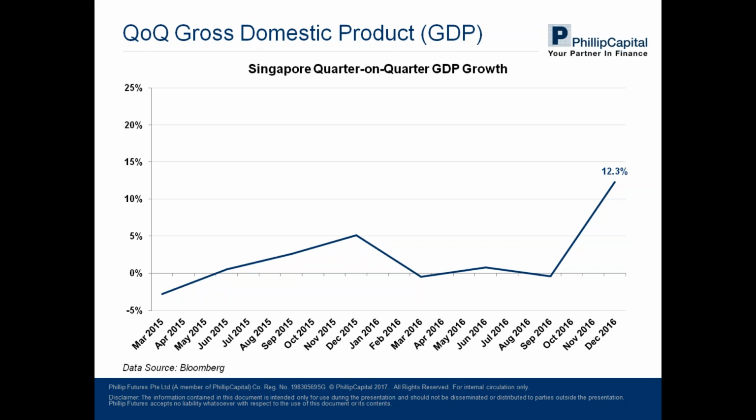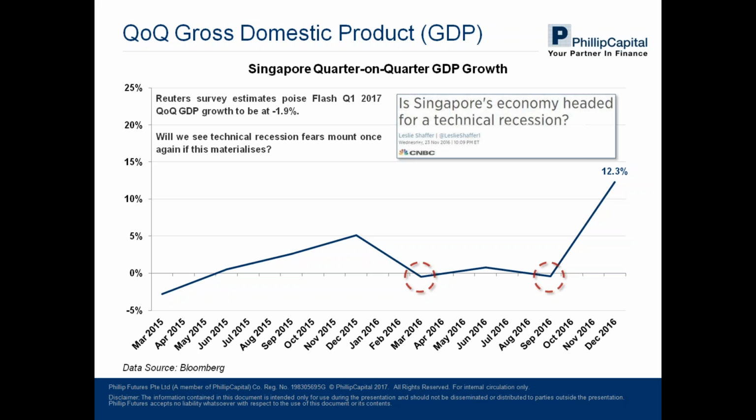So remember a time last year when everyone was worried about a technical recession. A technical recession is basically two consecutive quarters of negative quarterly GDP growth. Thank goodness we averted that, but it is not over yet, because at present, the Reuters survey estimates put flash Q1 2017 quarter-on-quarter GDP growth at negative 1.9%. If this materializes, we may be thrown back to the same times we saw last year, where everyone was starting to worry whether or not we are seeing a technical recession. But based on my view, I don't think that's extremely likely. We have to wait and see the data release tomorrow morning.